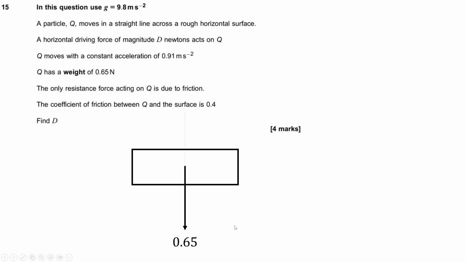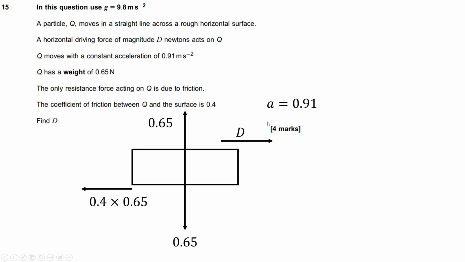0.65 newtons acting down, so we have a normal reaction force of 0.65. We have a driving force of D, and we have a resistive force of μR, which is μ times the normal reaction force. μ is 0.4, the normal reaction force is 0.65. You'll get this, and the acceleration is 0.91.